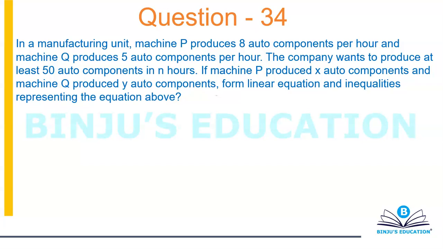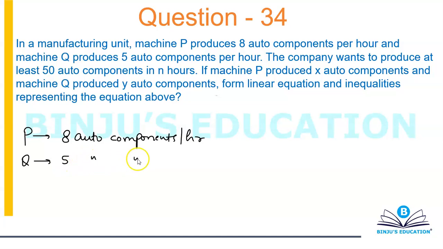All right, let's give this one a try. In a manufacturing unit, machine P produces 8 auto components per hour. Okay, so I have a machine P which is producing 8 per hour, and machine Q which is producing 5 auto components per hour. The company wants to produce at least 50 auto components in n hours.